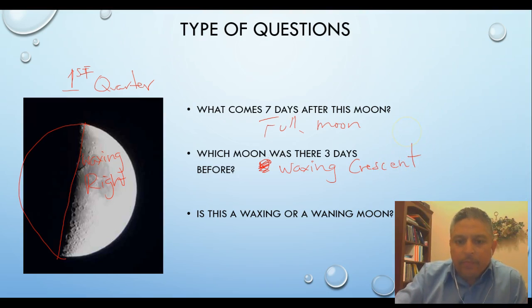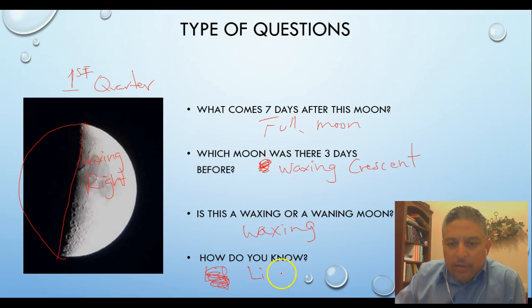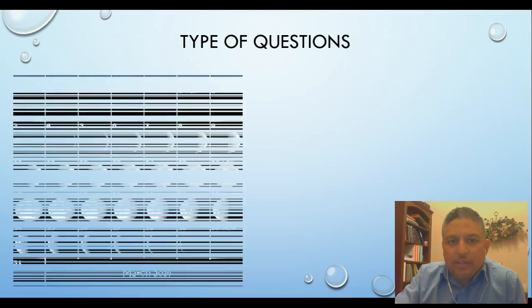Okay. If this is waxing, oh, is this waxing or waning? Well, this is waxing. We already know that. So you see, you do your strategy before, you should know most of the questions already. How do you know? Because we see that the light is on the right side. All right, so this is simple. Let's move on to more challenging questions.